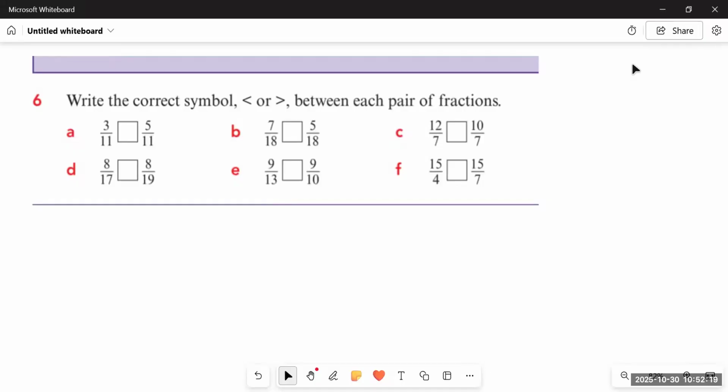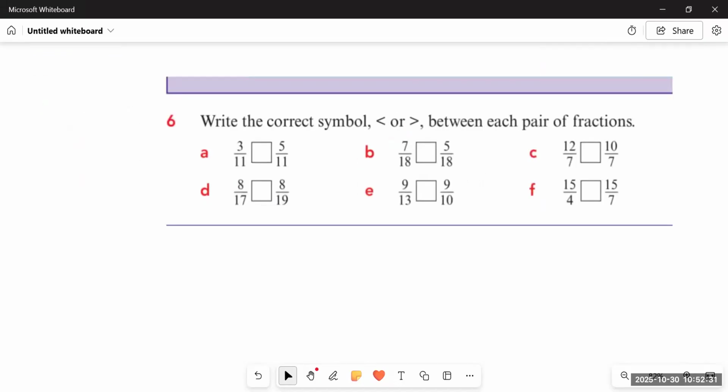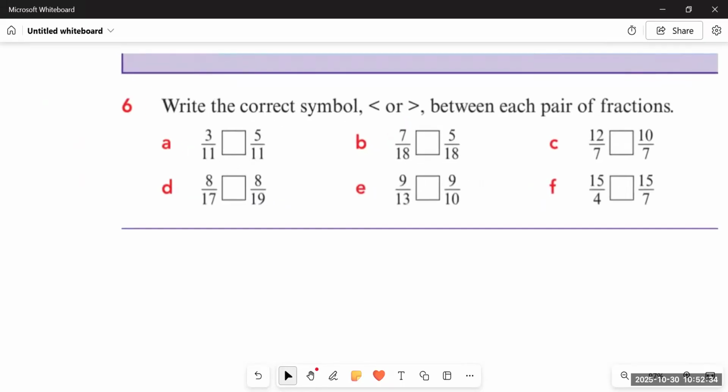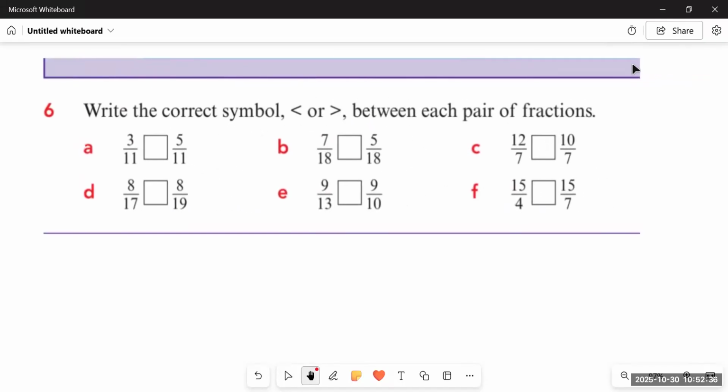Here comes question number 6, where we just have to put the right symbol at which one is greater, which one is smaller in these pairs of fractions. That's pretty easy, students. Since the denominators are the same in the first 3 parts, we can easily figure out which one is greater and which one is smaller. In the first, 5 over 11 would be greater. In the second part, 7 over 18 would be greater. 12 over 7 would be greater. Because 3 is smaller than 5, 5 is smaller than 7, 10 is smaller than 12.